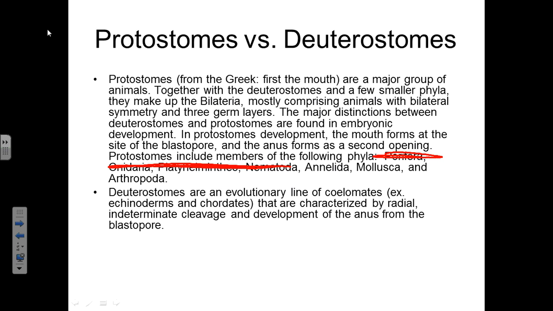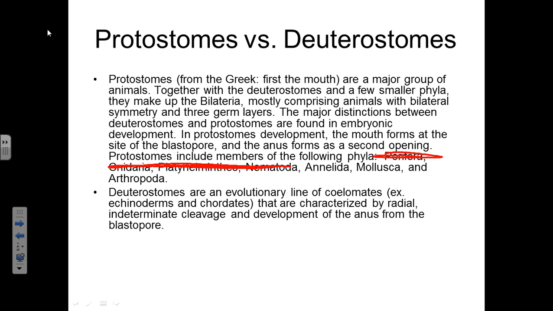What about mollusks? What are those? Somebody in here I know knows what mollusks are. What are mollusks? Clams, oysters, also snails, slugs, also octopus, squid. Mollusk actually means soft-bodied. Kind of gooey, slimy body.